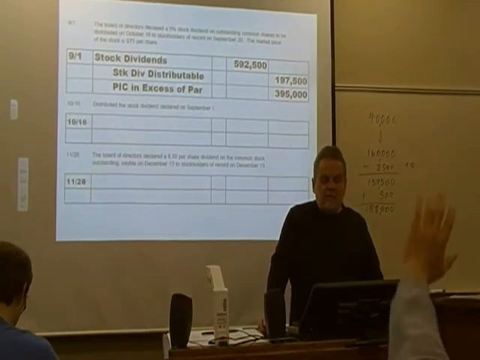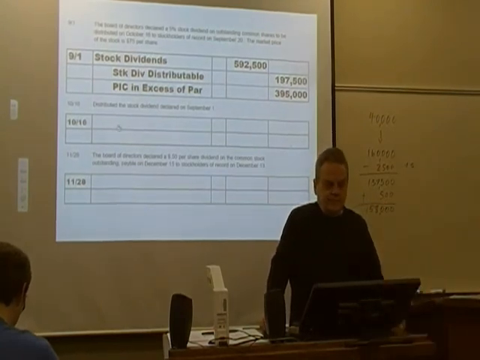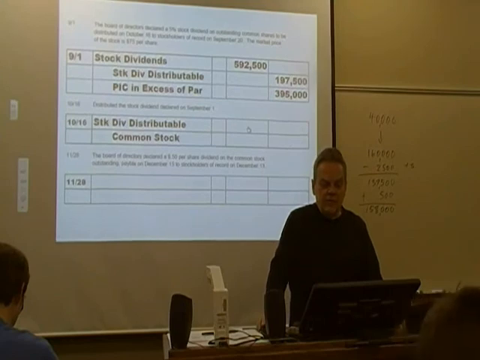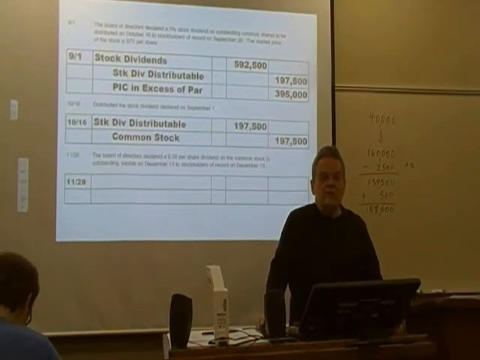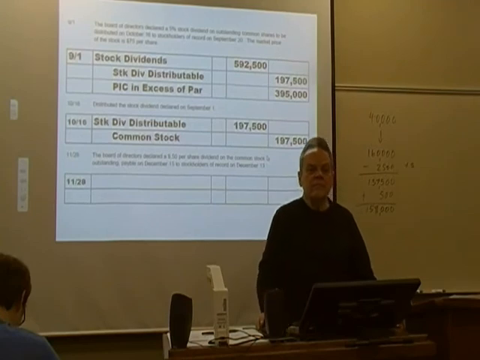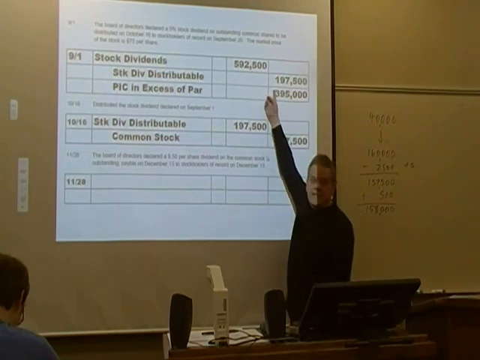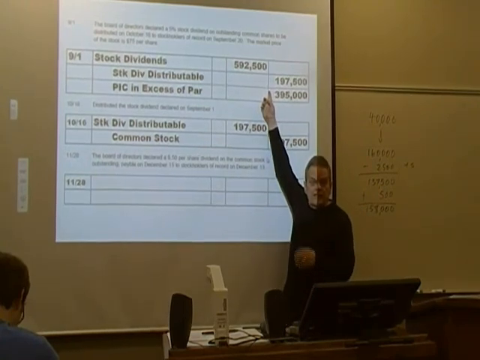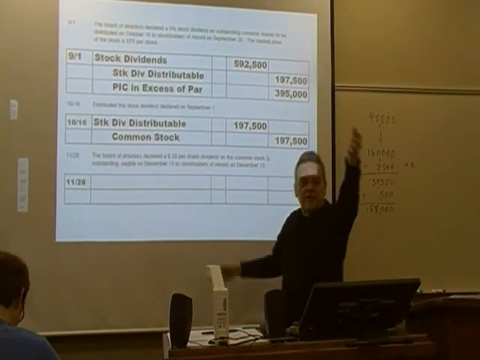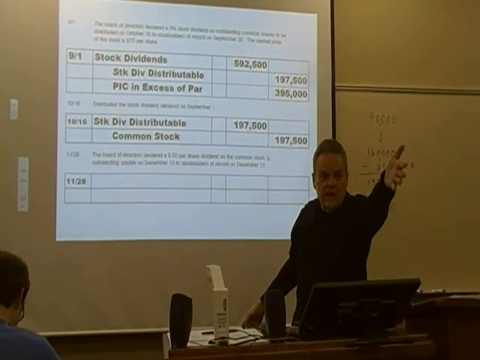Distributed the stock dividend declared on September 1st, Nate. You debit stock dividends distributable and credit common stock. Describe to me what happened in this step. Give me the amount first. 197,000. That's the amount of par. What's happening here? You are issuing the stock that you were about to issue in the previous step. This one says I'm going to issue it, sets these aside. This one puts these shares in the hands of the shareholders. They get the stock.